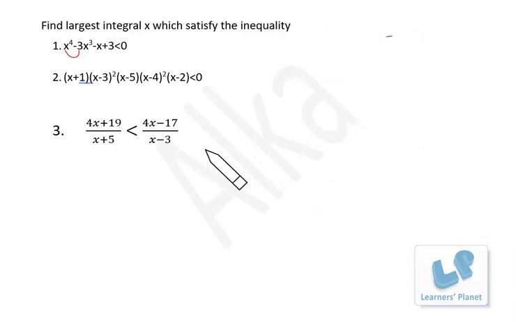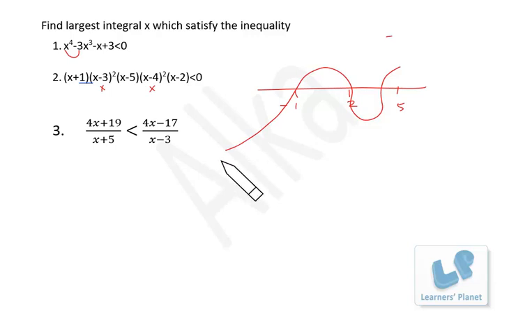Now find the largest integral x which satisfies this inequality. So in this inequality we have 1, 2, 3, 4, 5 expressions, but we can drop these two because they are perfect squares, so they will not make any impact. So x plus 1, x minus 5 and x minus 2. I just put up the zeros over here, so that's minus 1, 2 and 5. Okay, so we are looking for this expression to be less than 0. Test it between 2 to 5 and minus infinity to minus 1.